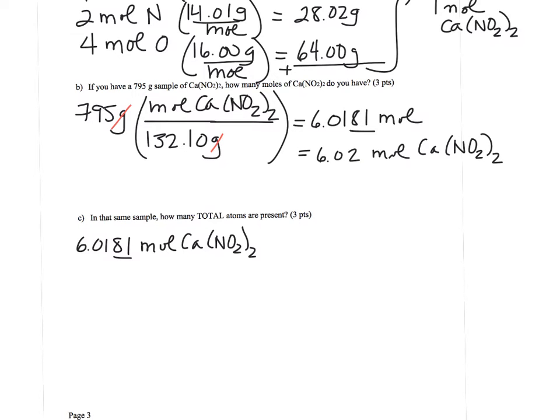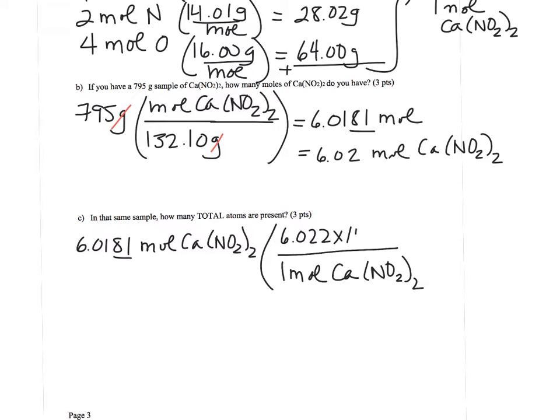And I'm going to do that using Avogadro's number. So I know that in 1 mole of calcium nitrate, there are 6.022 times 10 to the 23rd molecules of calcium nitrate. That's going to allow my moles of calcium nitrate to cancel. It's going to give me molecules of calcium nitrate.